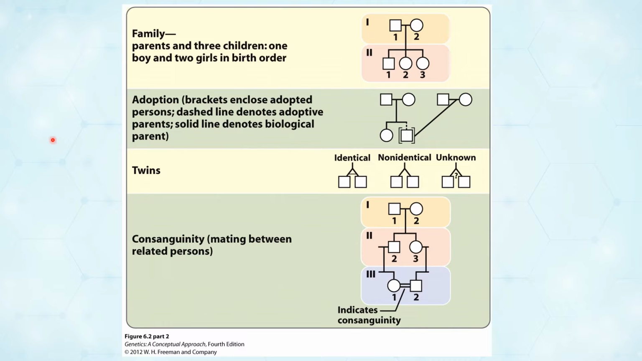When we think about the way that a pedigree is structured, vertical lines denote genetic transmission. Horizontal lines represent members of the same generation. You can have a double line that represents consanguinity, which is a mating between related persons.